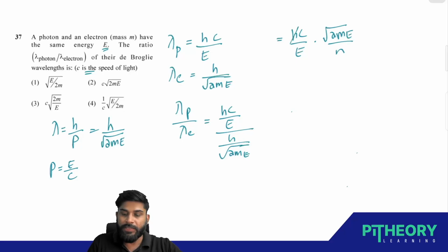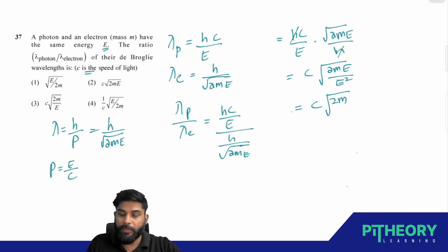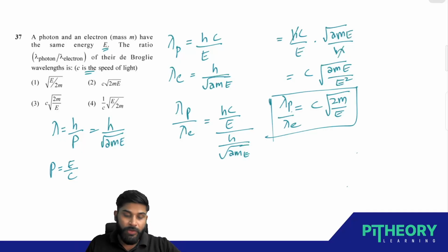Obviously, h and h will get cancelled. If you take E inside the root, you get root 2mE divided by E squared. One of the E will get cancelled. You get c root 2m by E, and that's the ratio of lambda photon to lambda of electron. The answer will be c root 2m by E, option number 3.